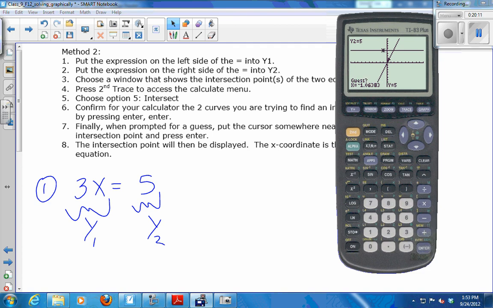And then it just asks for a guess. So you put the cursor near the intersection point and press enter. And we get x equals 1.66666666.